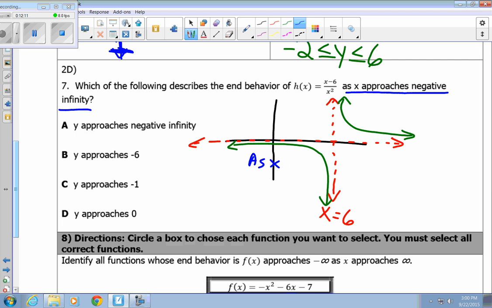So I'm looking here. What is happening in the graph? Where are the y values? Where is this going as I'm going further and further left? Well, you should be seeing that there's an asymptote right above it. This asymptote here prevents this graph from going any higher. So as x goes to negative infinity, the y value is going to top out at 0. So the y approaches 0.